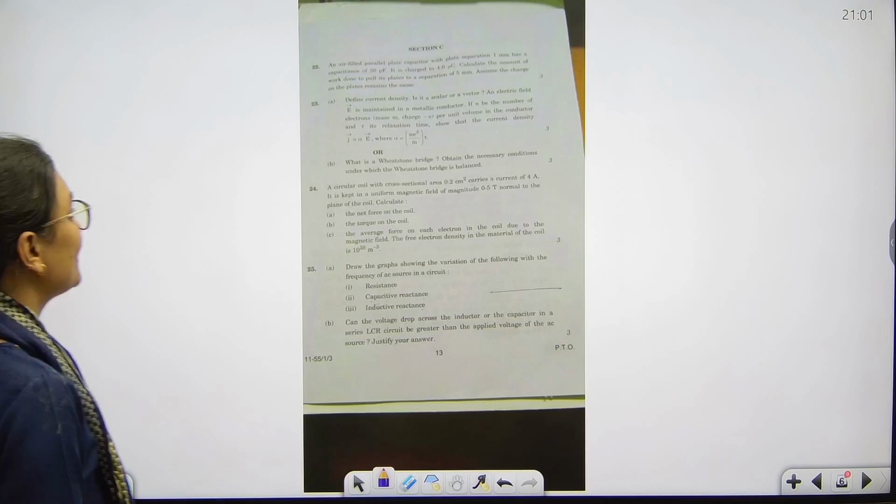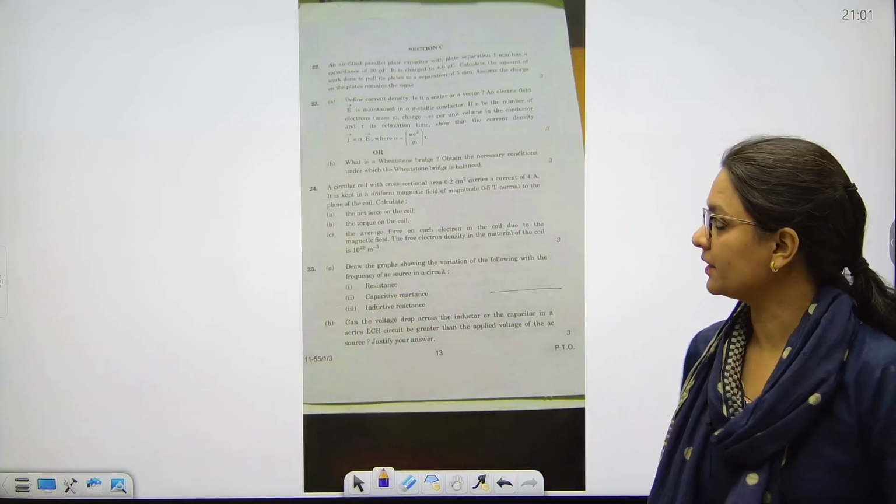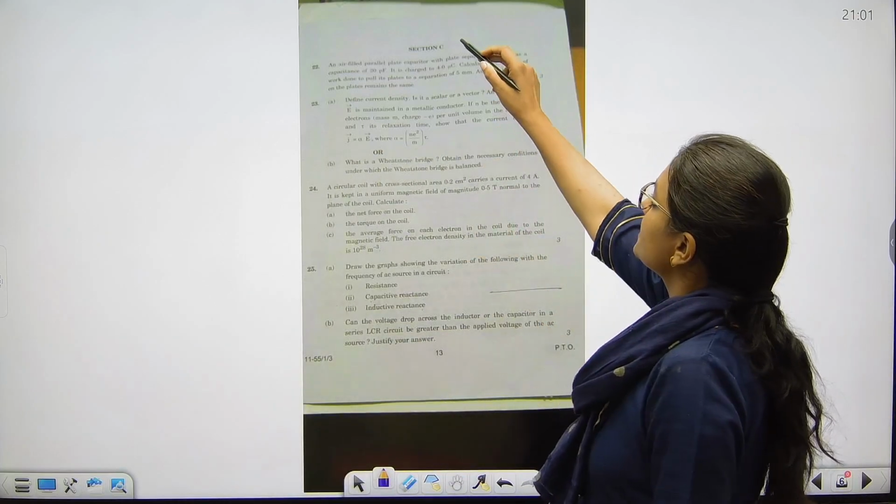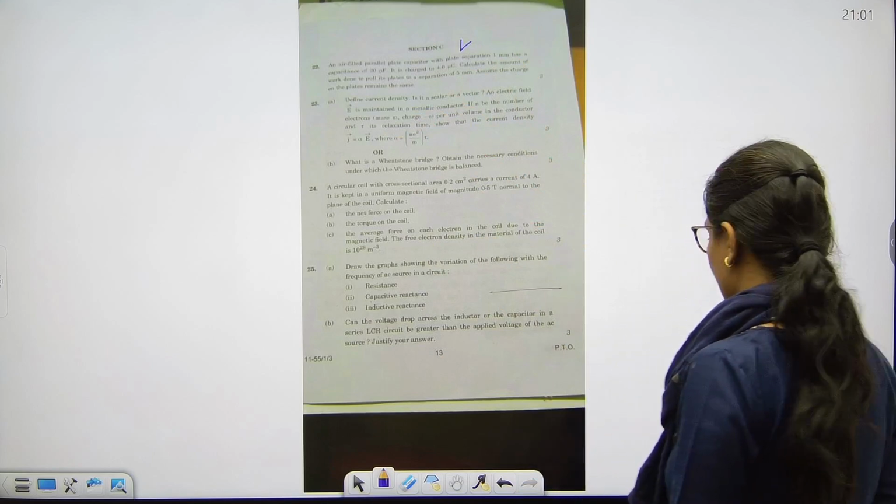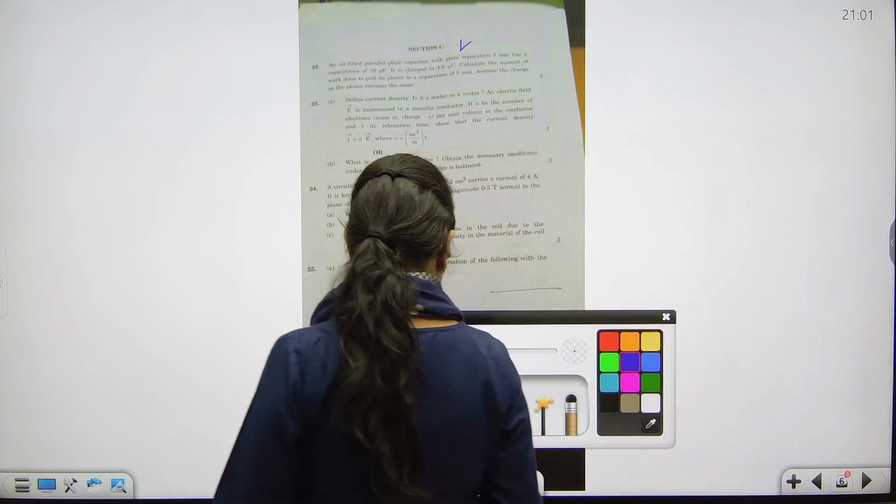Okay, so hello everyone. Let us try to solve section C here. In section C, we have the first question, question number 22. Let us discuss this particular question.